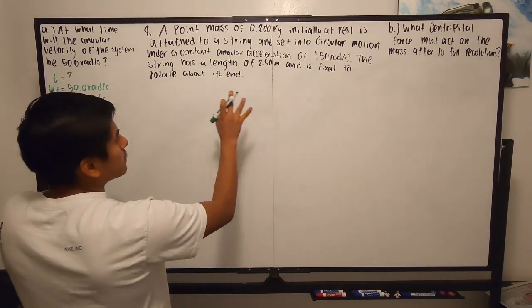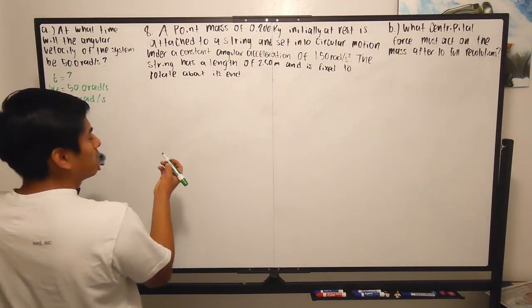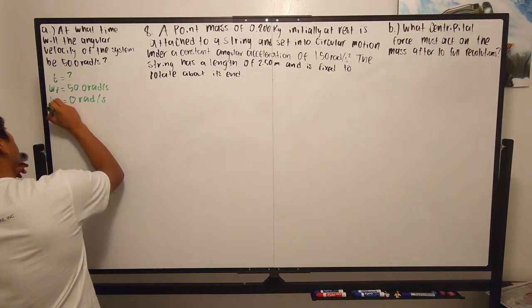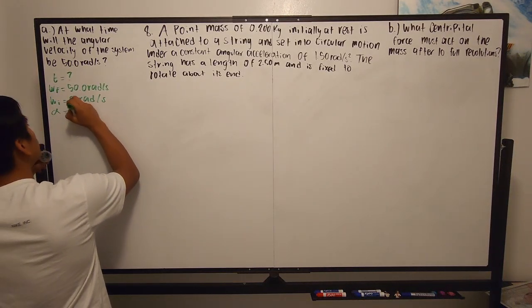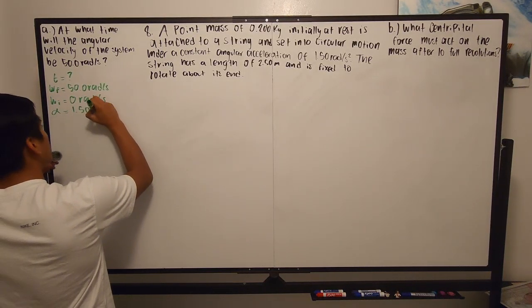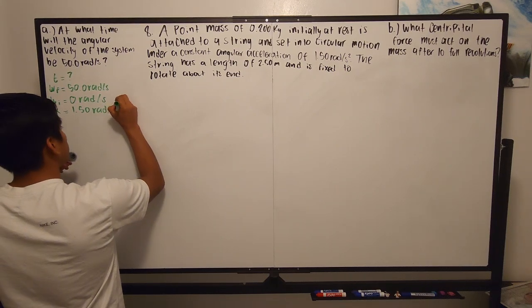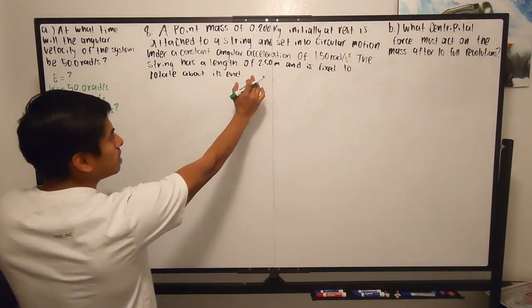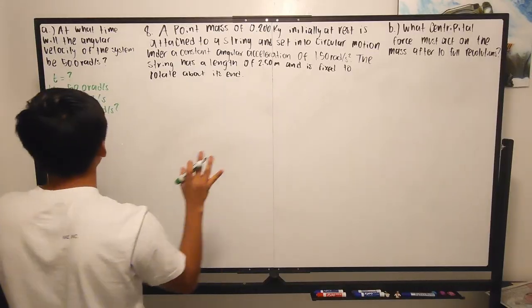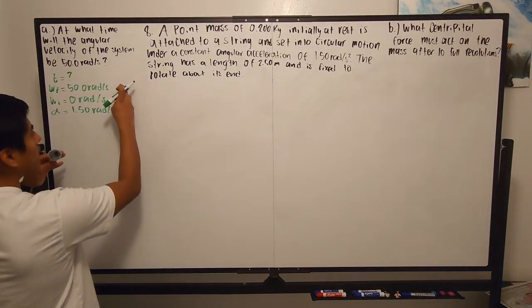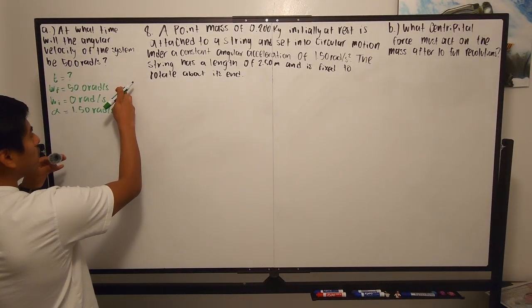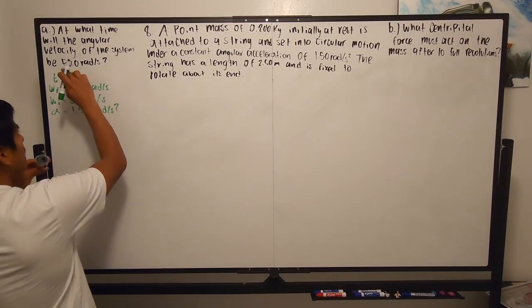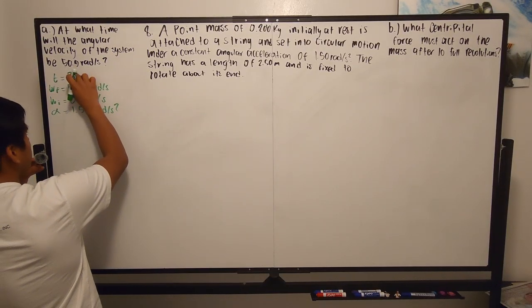And I know that my angular acceleration is 1.5 radians per second squared, so alpha is equal to 1.5 rad/s². I'm also given the length of the string, but I'm not going to use it for this part. So I'm given three quantities, and I'm looking for this one.